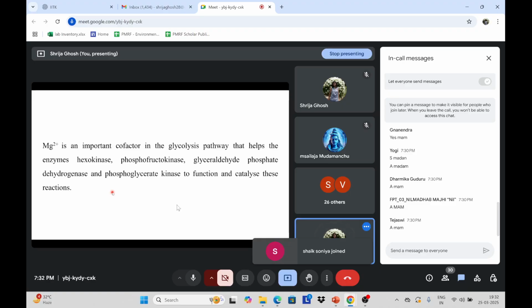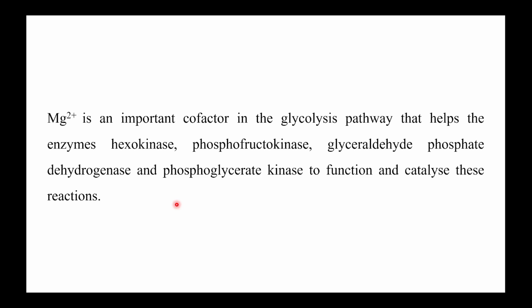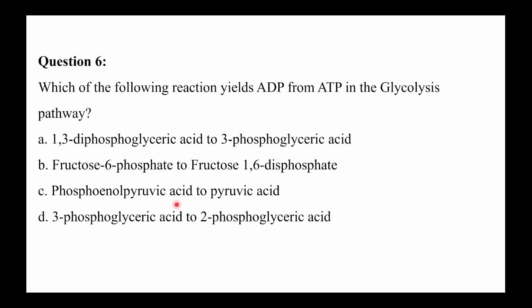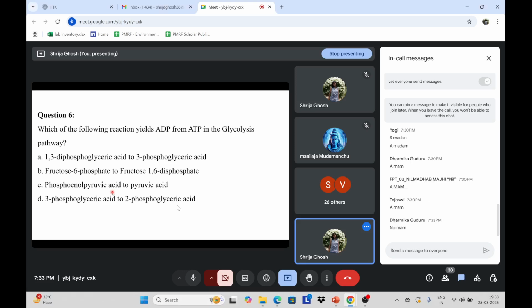Most of you gave the correct answer. I hope this is clear to everybody. Anybody has any doubt in this? Please ask. Okay, then moving on to the next question.